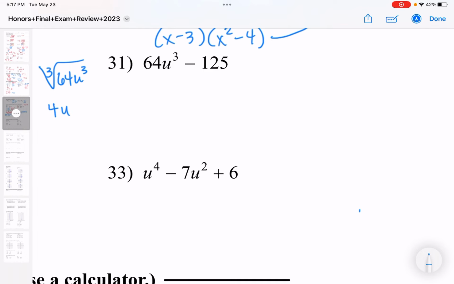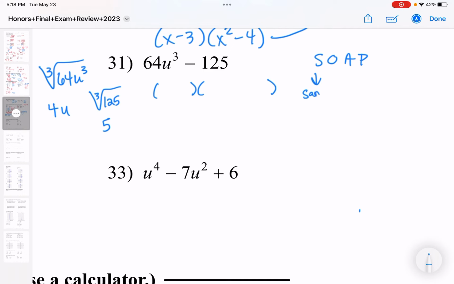So that one works. So then you want to check to see if you can take the cube root of 125. And when you type that in, you should get the whole number 5. So they are both perfect cubes. So this is a difference of 2 cubes, which factors into a binomial times a trinomial. Again, you use SOAP.